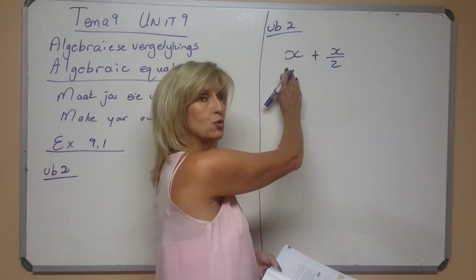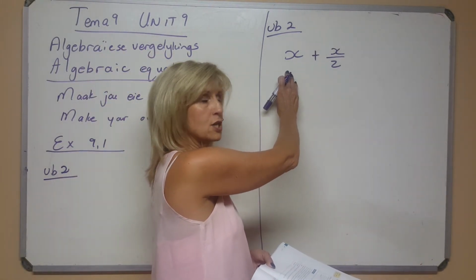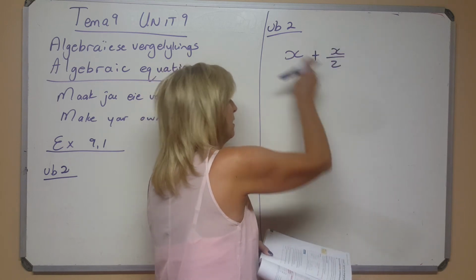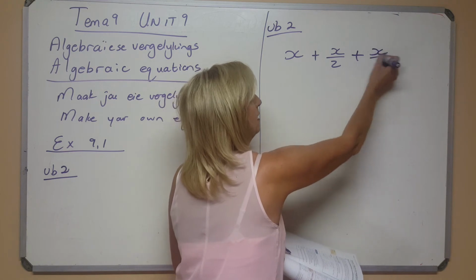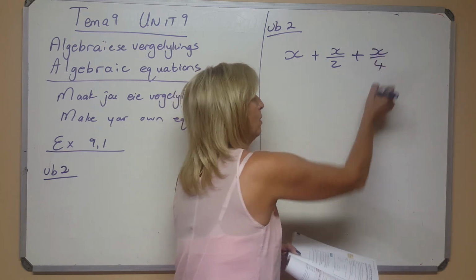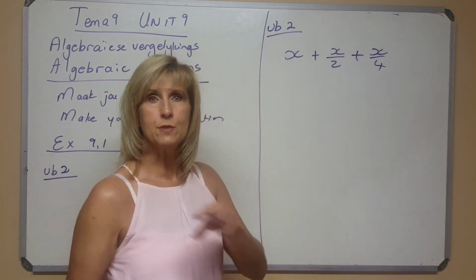Was x. Wat die oorspronklike getal was? X. So also, hierdie antwoord, gaan ek ons nou nog bytel, nog 'n kwart van die oorspronklike een. A quarter of that. Why are they making it so difficult? So because you must read.